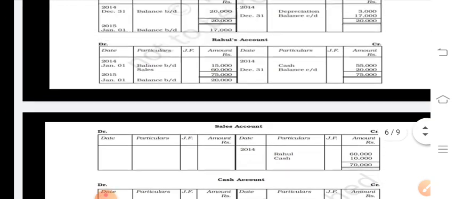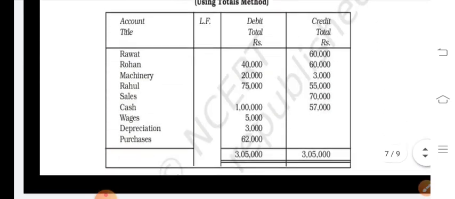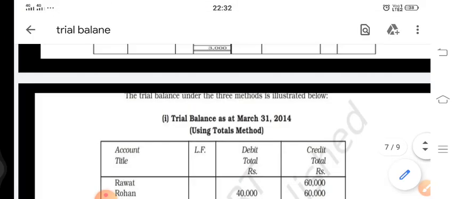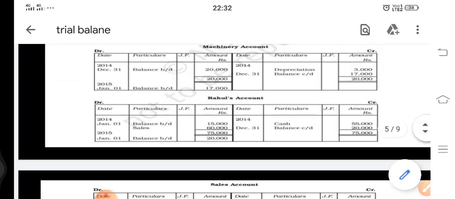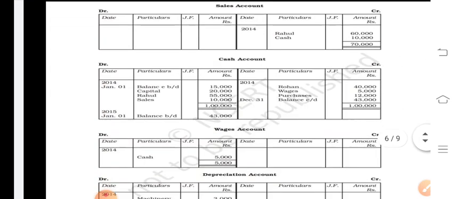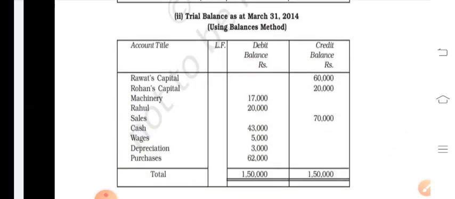Same way you can see that machinery is having balance carried down on credit side. So you'll go to trial balance and write down machinery on debit side. Same, Rahul, balance carried down at credit side. So you will go to trial balance and write down Rahul on debit side. And at the end this total also should be the same.